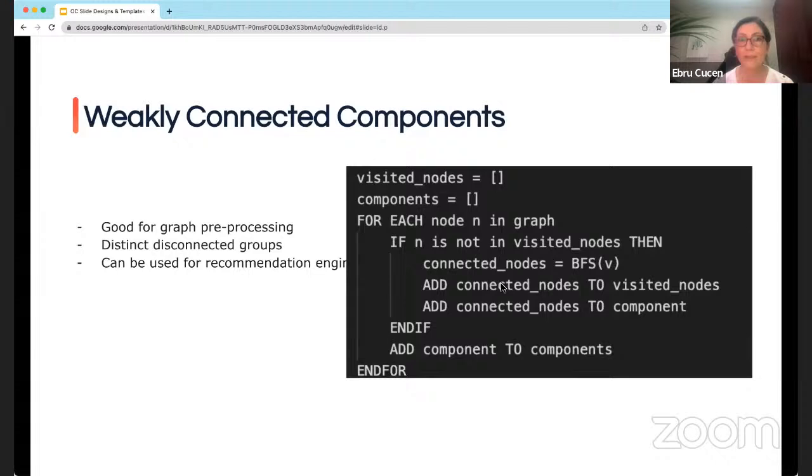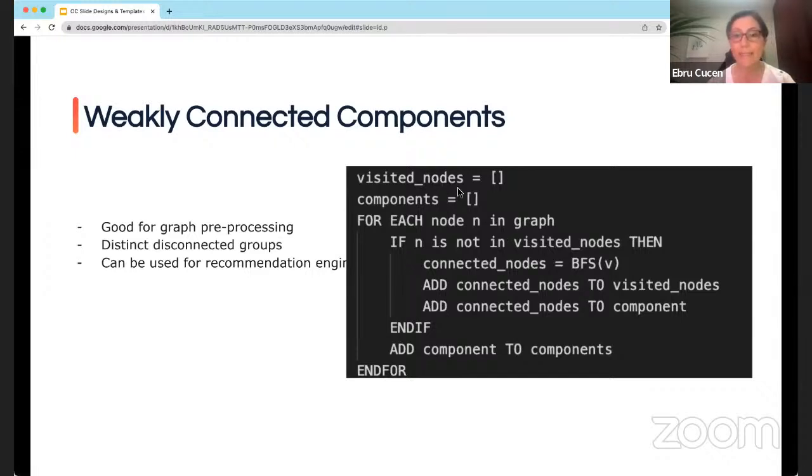Why do we want to look at the connected components? It's good for pre-processing to understand the big picture of the graph, to be able to create the components that we want to focus on. Usually it's run as the pre-processing step for most graph algorithms. It does give us the disconnected groups, and it's good for recommendation engines and to find out what we can offer, understanding the subset of that graph.